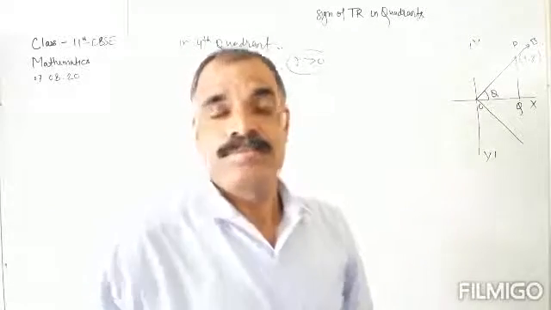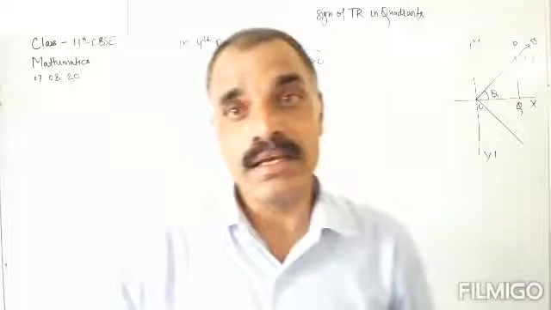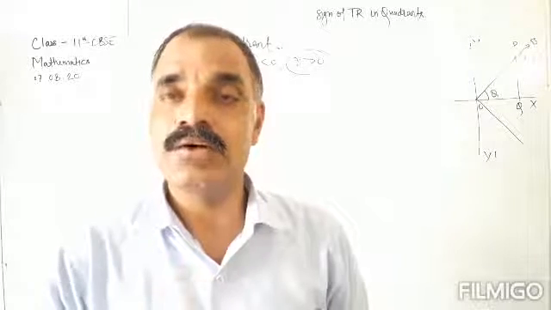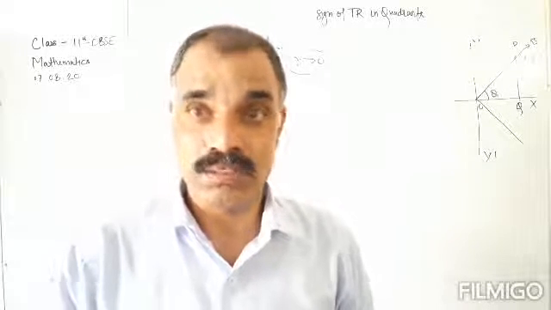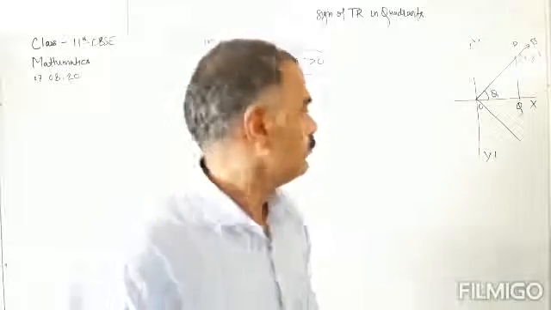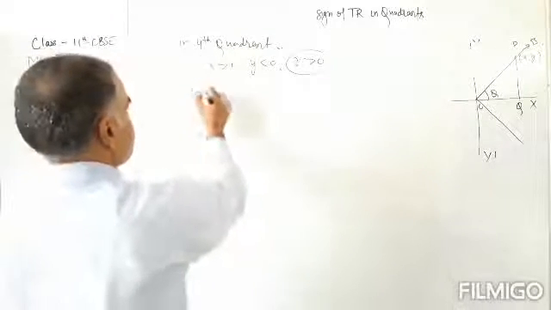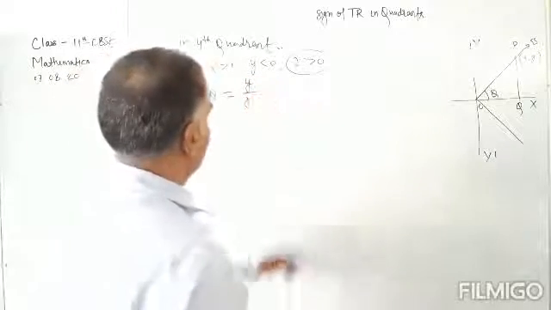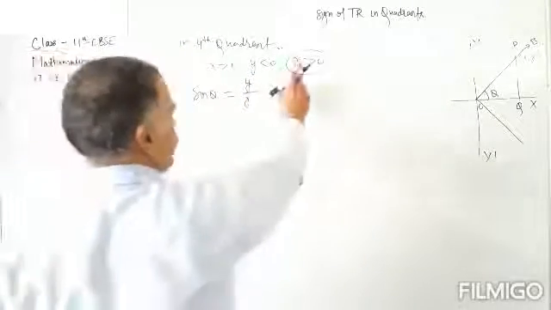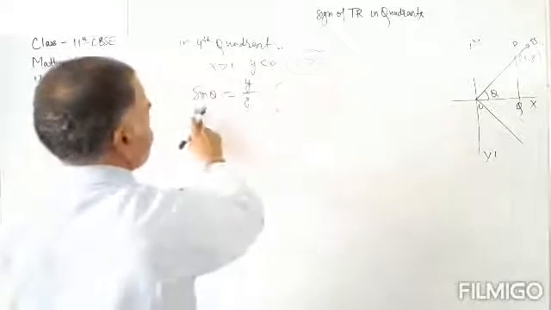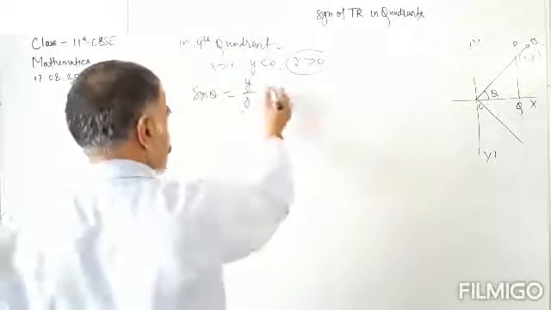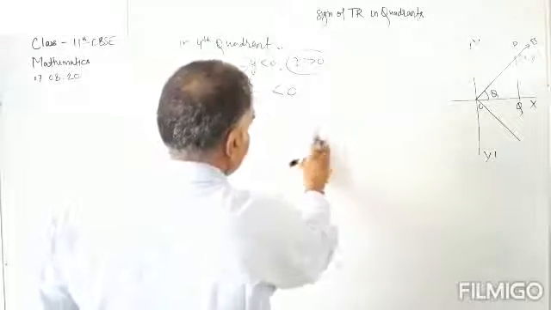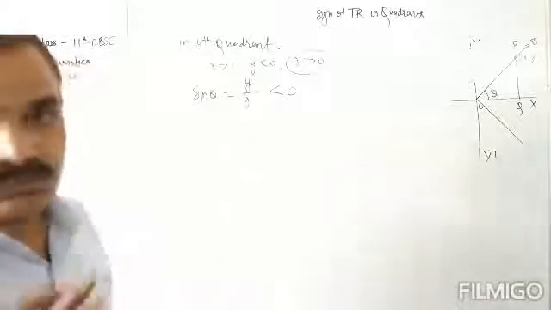Everybody knows, and everybody can draw or discuss the sign of trigonometric ratios in different quadrants. Now the sign of sin theta. First of all, sin theta is the ratio of y and r. Y is negative, r is positive, that is why sin theta is less than 0. Negative upon positive is negative. So sin theta is negative in the fourth quadrant.